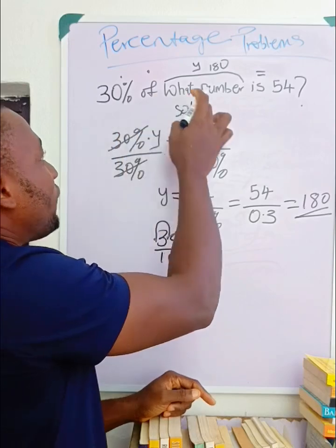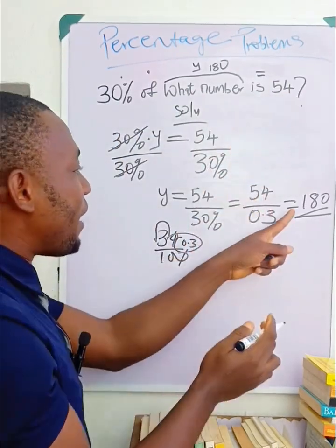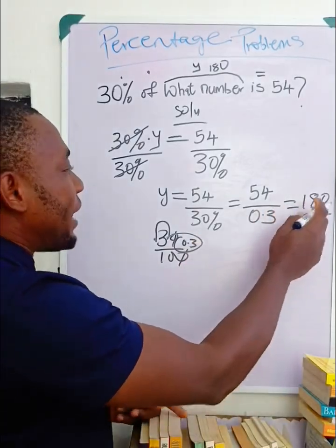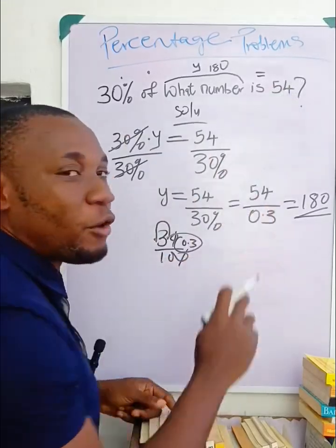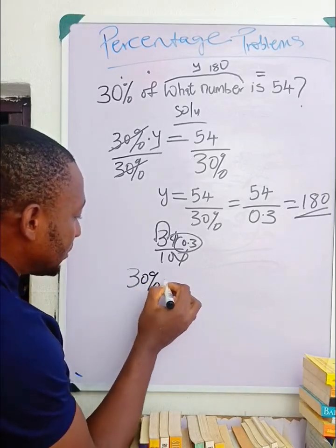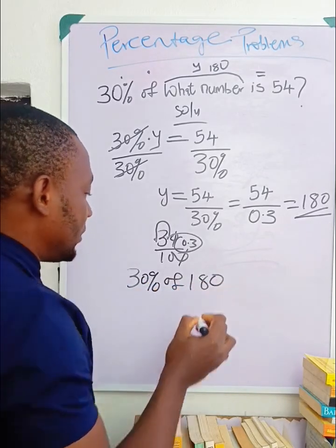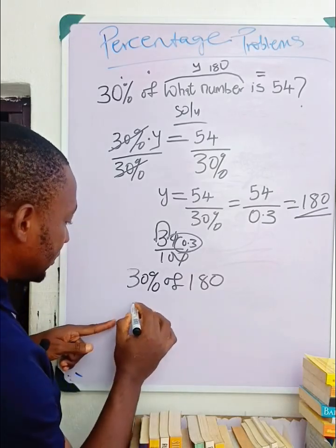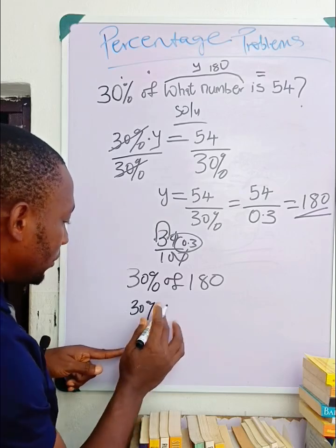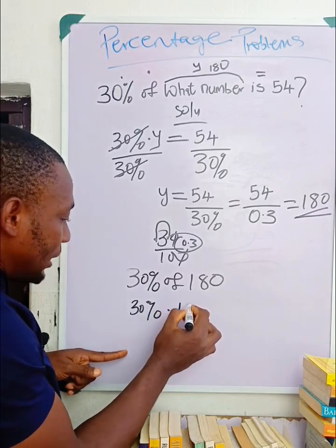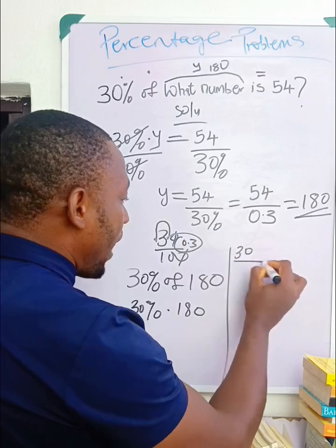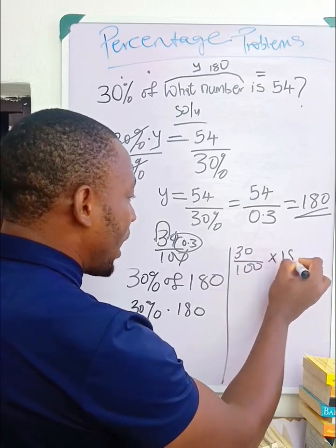If you are saying that 30% of a certain number is 54, now that we have found that that number is 180, let us now find the 30% of 180, if it will give us 54 or not. Let's go. 30% of 180. This is the same thing as 30% times 180. Is the same thing as 30 over 100 times 180, right?